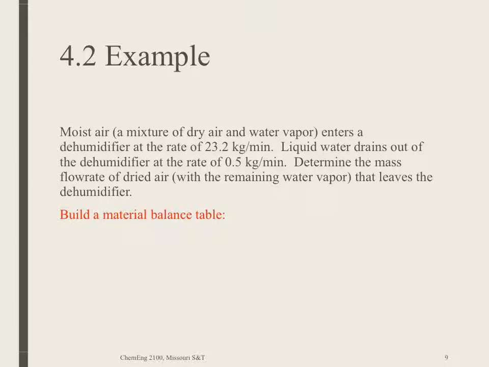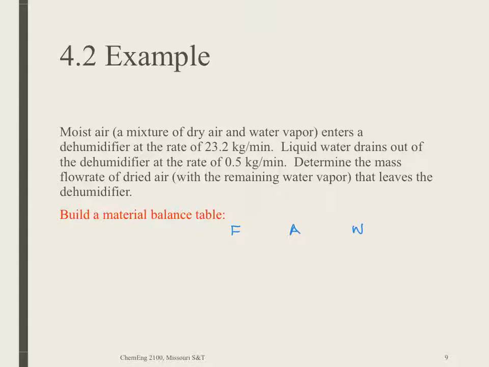So, the next step is to do a material balance table. Now, a material balance table for a problem such as this is truly going to be overkill. On our material balance table, what I recommend is you first of all come up with columns that are going to be each of the streams. So I have the feed, I have the dried air, and I have the water.